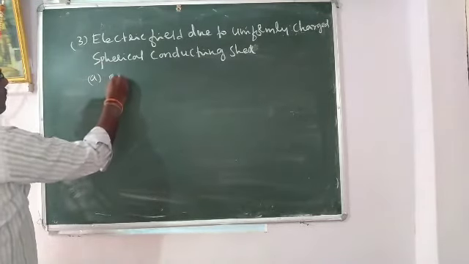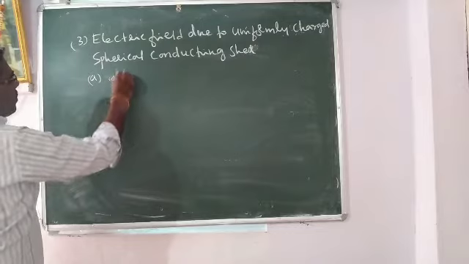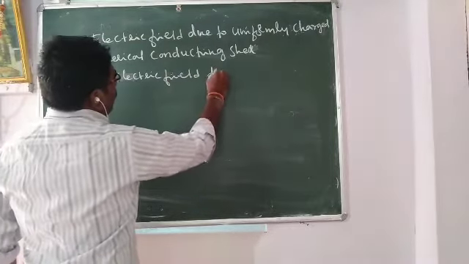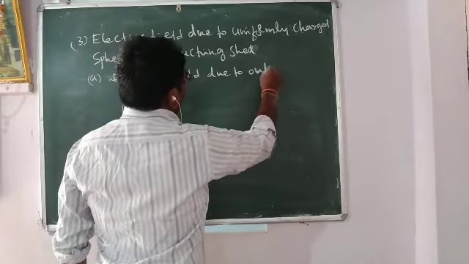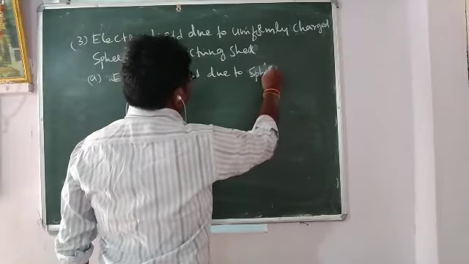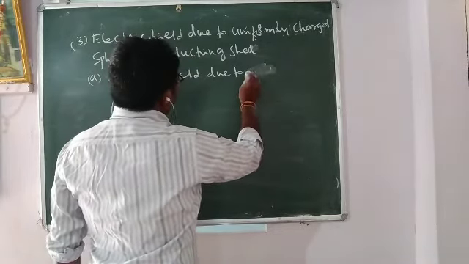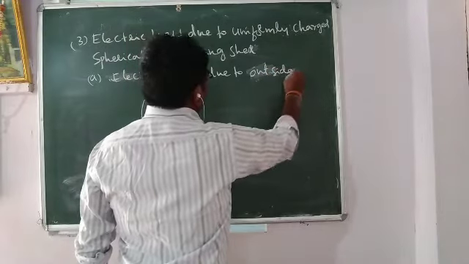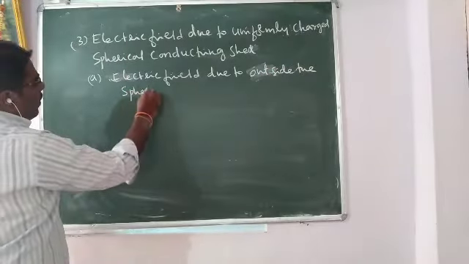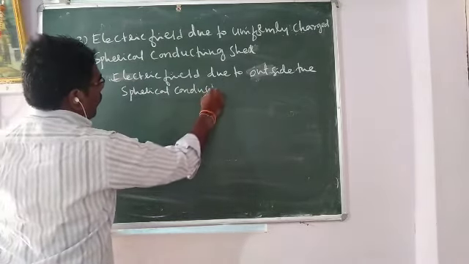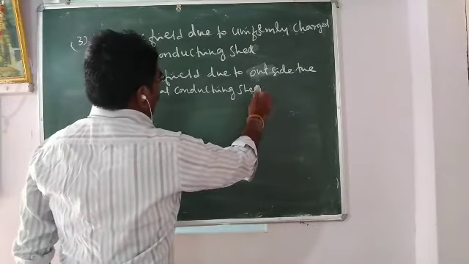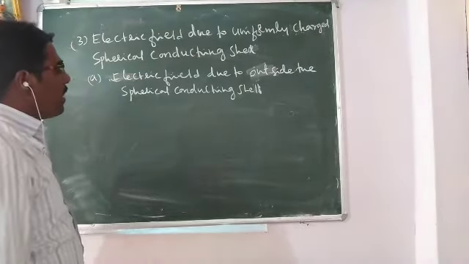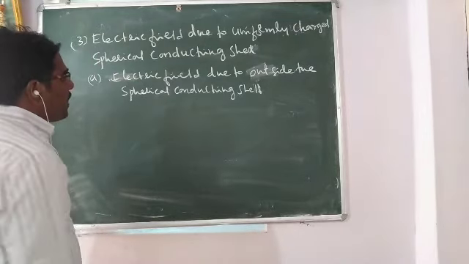First, case A: outside the spherical conductor. Electric field due to a spherical conducting shell. Point P is outside the spherical conducting shell.